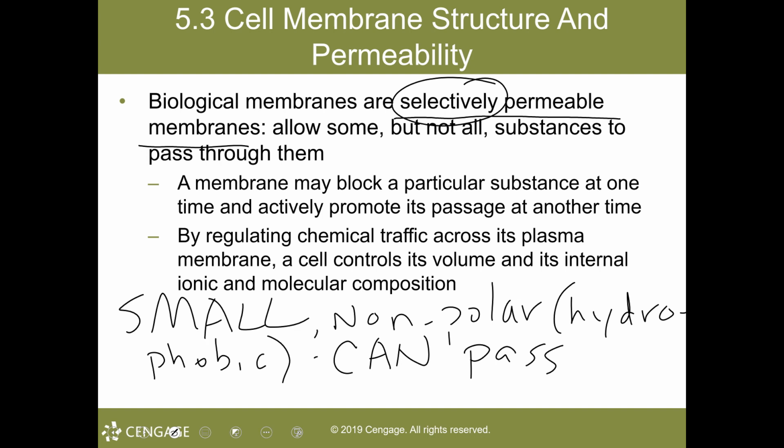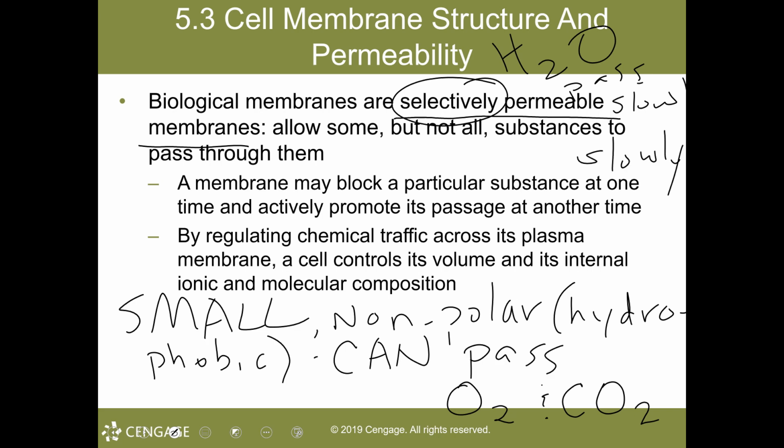So to give you a couple of examples of those small, non-polar molecules that can pass, I would say the gases you know all about. You say, what gases, class? I'm referring, class, to oxygen, and of course, CO2. These can pass passively directly through. And just keep in mind, class, that water, which is H2O, can pass, I'll say slowly, and we'll get more into that shortly.